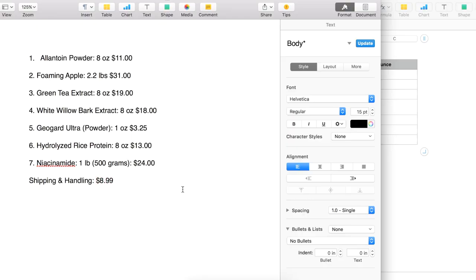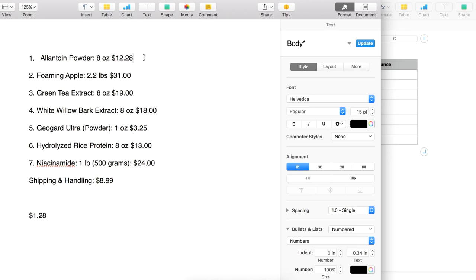So the first thing we wanna do is divide $8.99 by these 7 items. That way we incorporate a little bit of the shipping cost into each item. So I'm dividing $8.99 by 7, which equals $1.28. So we need to add $1.28 to each item. First, we need to start by adding 128 to 11, which equals 1228.